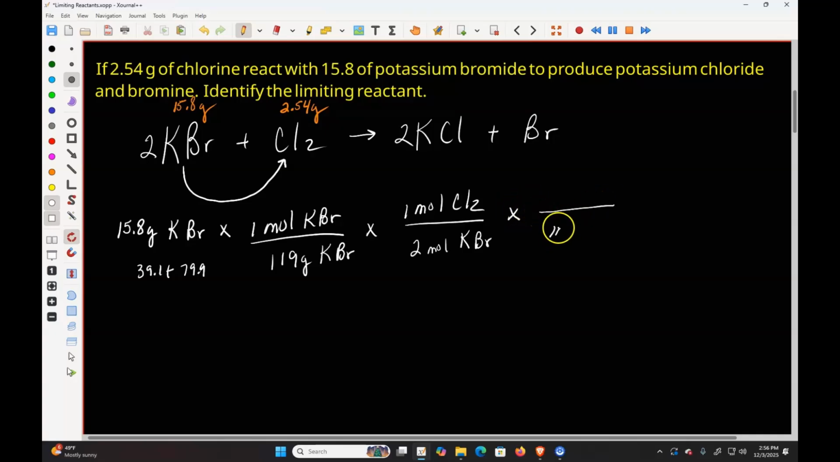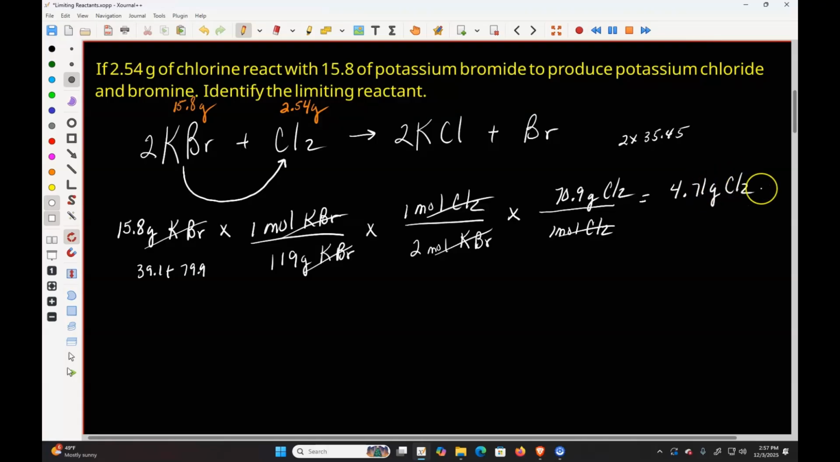I have 1 mole of chlorine, and chlorine is 35.45, so 2 times 35.45 should give me 70.9 grams of Cl2 per mole. Okay, so grams KBr cancel, moles KBr cancel, moles Cl2 cancel. This would give me 4.71 grams of Cl2.